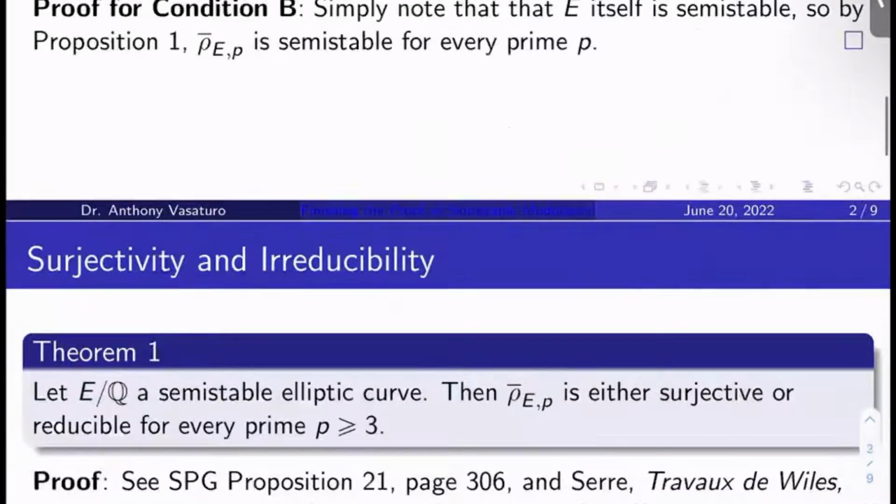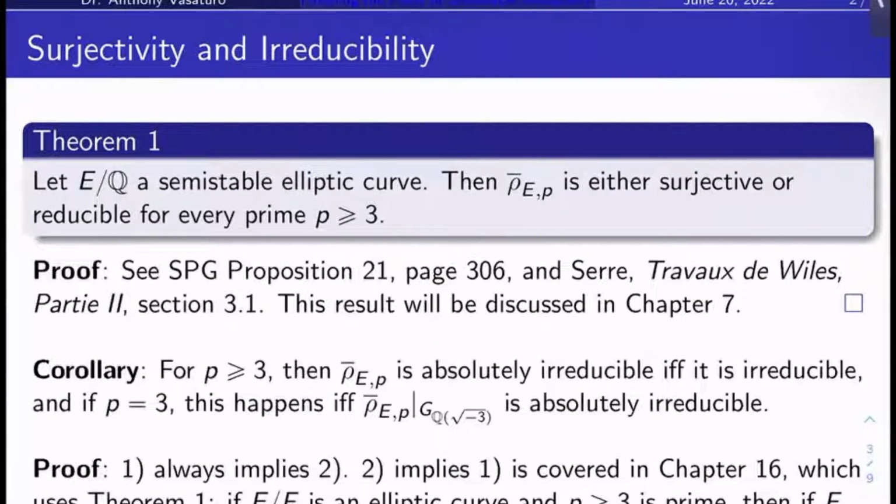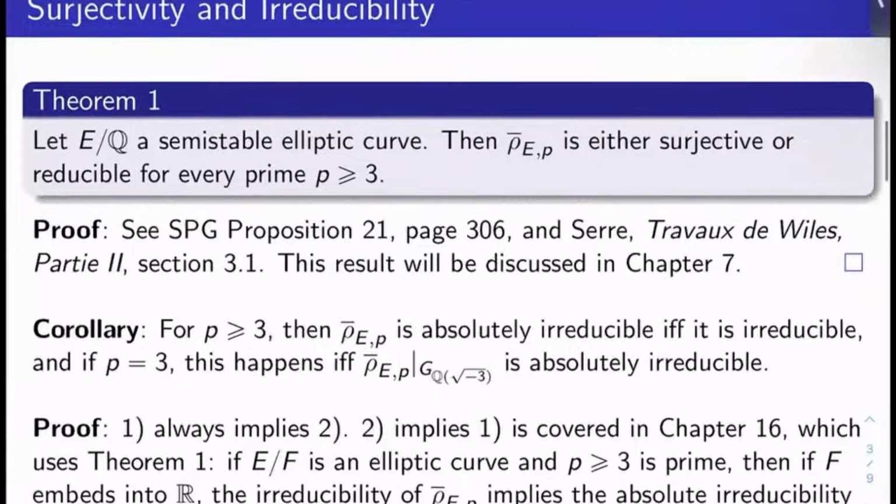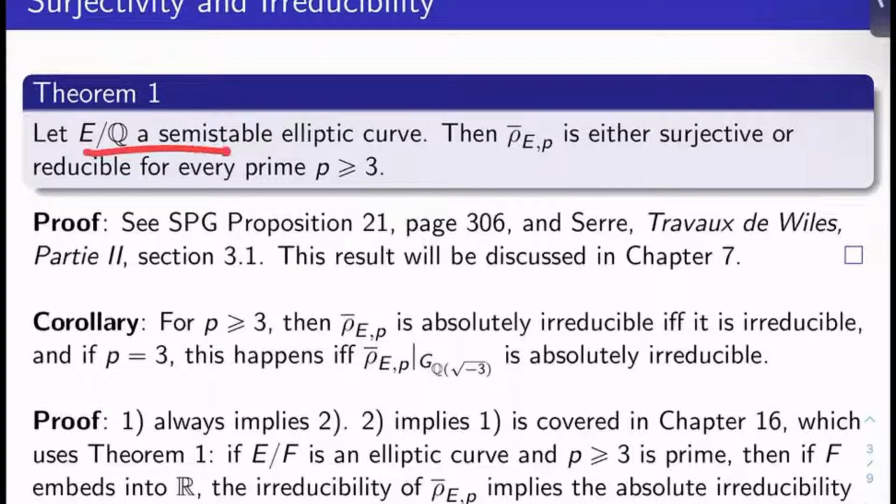Okay. Up next, we want to look at some surjectivity and irreducibility properties. So I'll call this theorem 1. Let E over Q be a semi-stable elliptic curve. Then the mod P representation attached to it is either surjective or reducible for all primes P. This is essentially part of the open image theorem of Serre. You can see Serre's Propriétés Galoisiennes, proposition 21 on page 306. I gave you another Serre reference here. I'll be discussing this result in detail in chapter 7 of my notes. So you're either surjective or reducible if you're a mod P representation attached to a semi-stable elliptic curve.